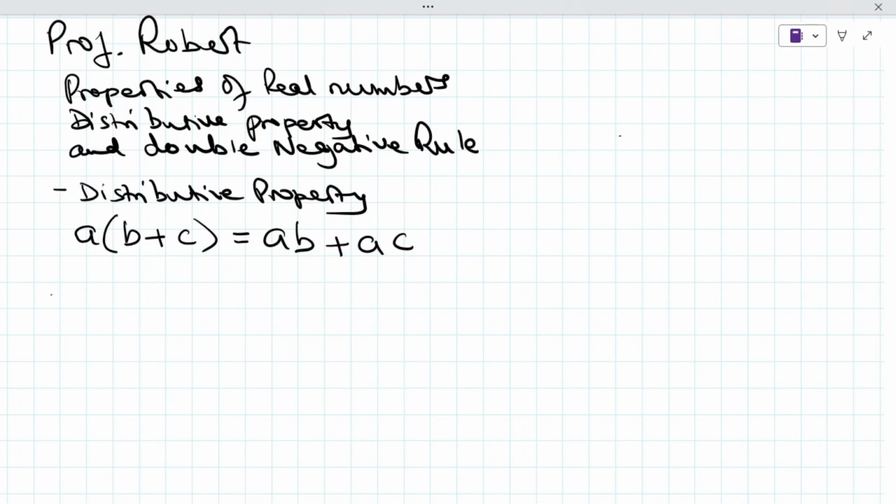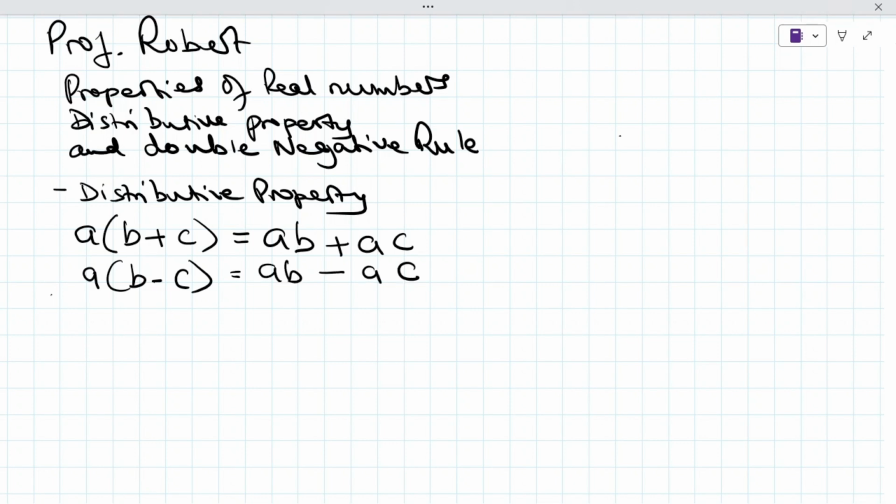Now, the same works when we have a negative sign within the parentheses. That's if we had A into B minus C, this would be the same as saying A times B, which is AB, minus A times C, which is AC.